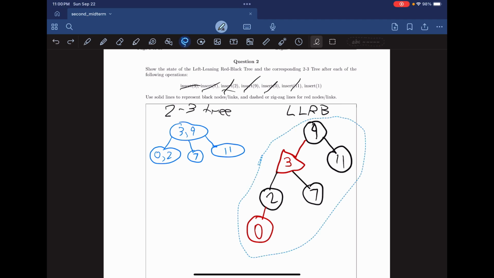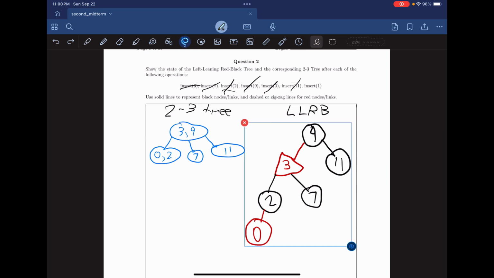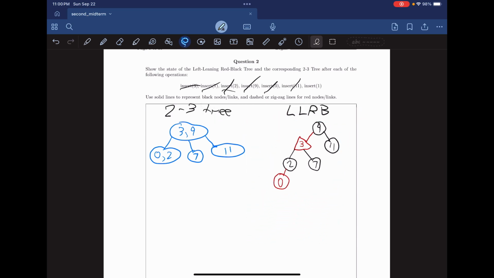Continue to make my trees too large. Shrink this up a little bit. All right.